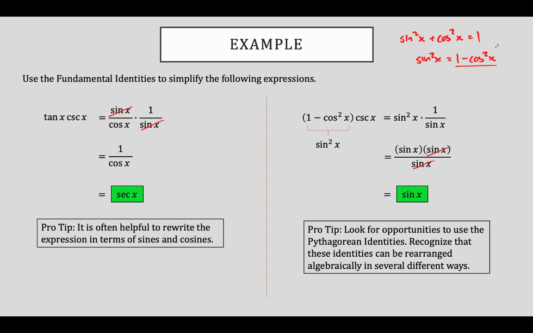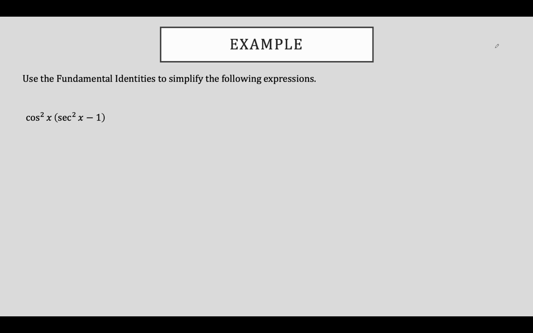All right, let's look at another one here. Use the fundamental trig identities, again, to simplify the following expression. Cosine squared x times the quantity secant squared x minus 1. Well, we have this grouping of a squared trig function and a 1. Again, that should get us thinking about using Pythagorean identities. That entire grouping, secant squared x minus 1, can be replaced with tangent squared x.